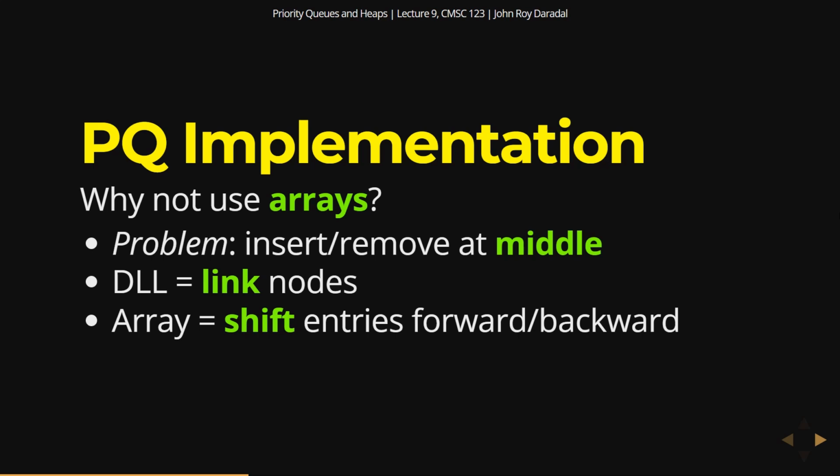Whereas if you use DLL, linking of the nodes is pretty straightforward, even if you insert or remove at the middle. So that is why we focused on DLLs instead of arrays for this implementation. So anyway, the focus of this is not whether it's a DLL or the array. The focus of the implementation comparison was whether sorted or unsorted was good for which scenario. Okay, so that is the first two implementations of priority queues, unsorted DLL and sorted DLL.